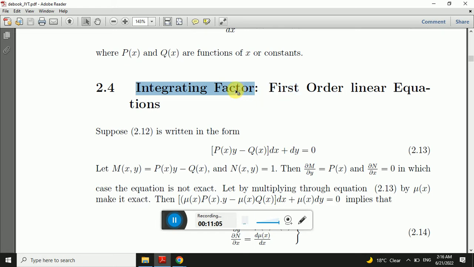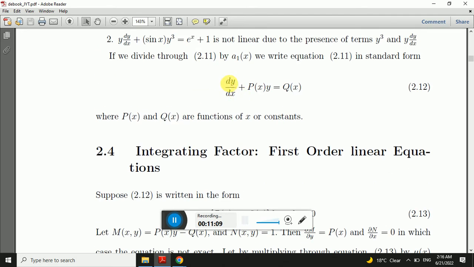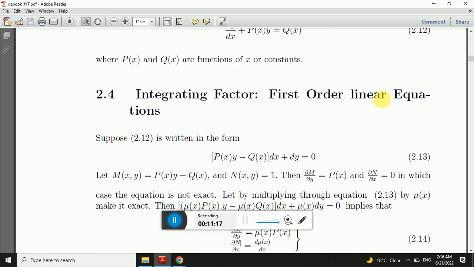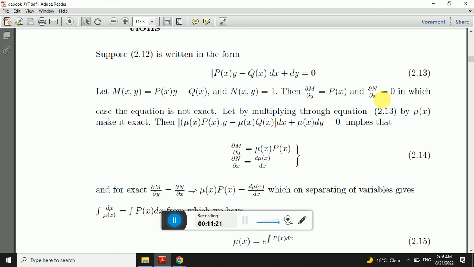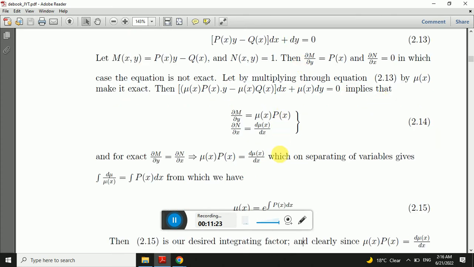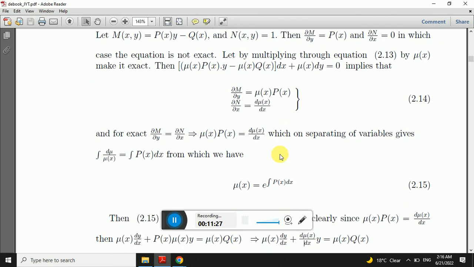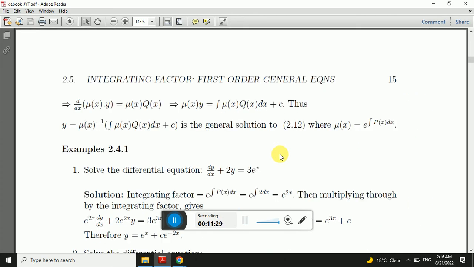So when we want to use the method of the integrating factor, we look at differential equations of this form in equation 2.12. I will not take you through the details of how the formula for the integrating factor comes about, but what I want you to note is this.